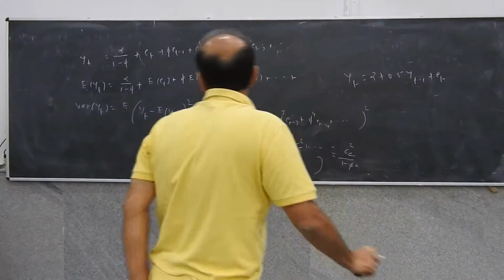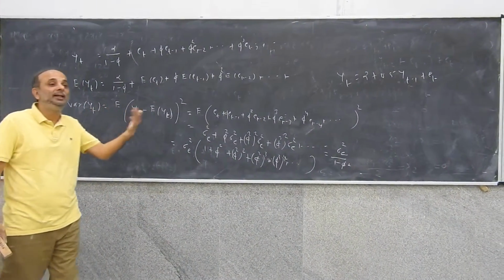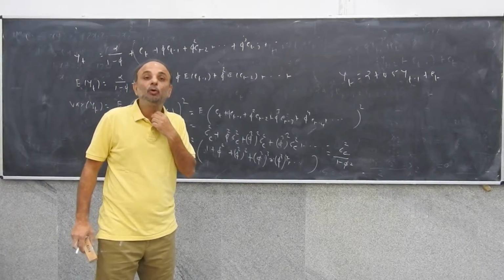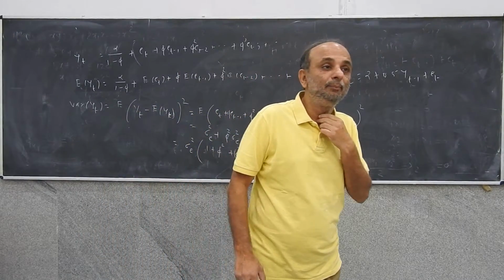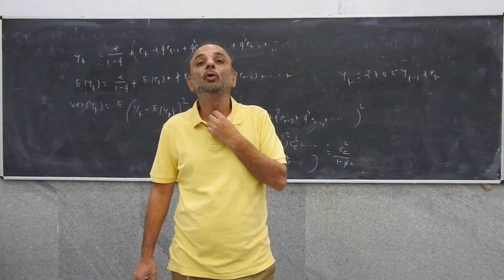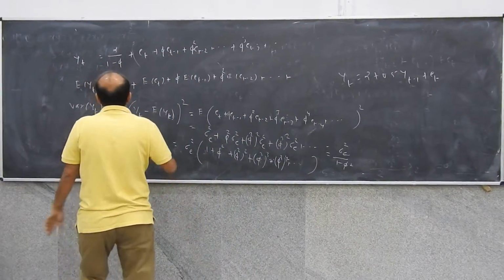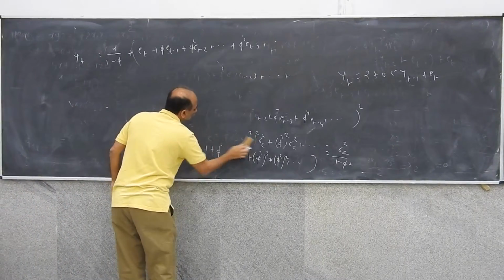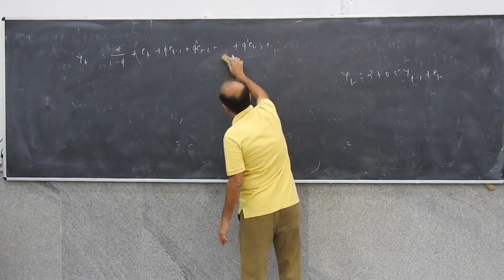Okay. Now, let's find out what will be the covariance of yt and yt minus 1. Very important. What is the covariance of yt and yt minus 1? So what do you think, friends? How do you calculate the covariance of yt and yt minus 1?